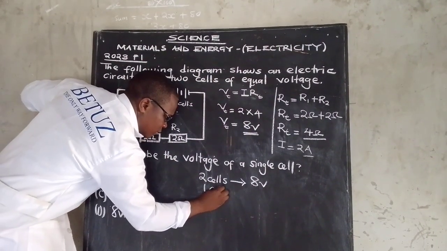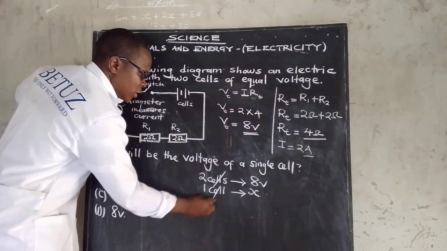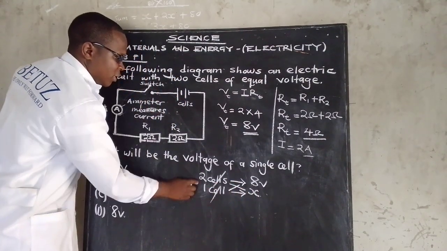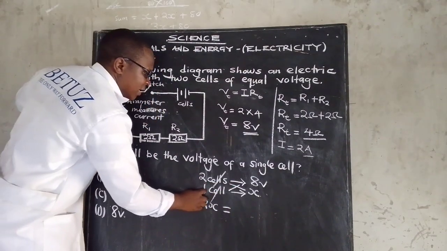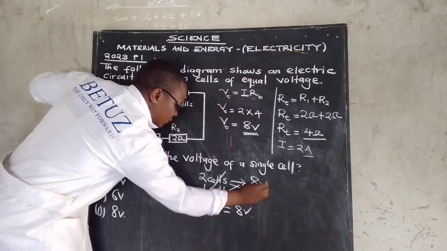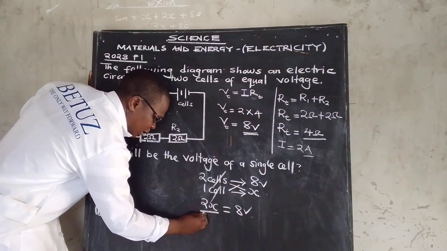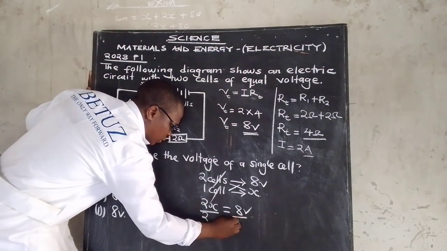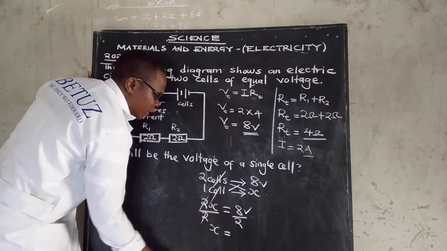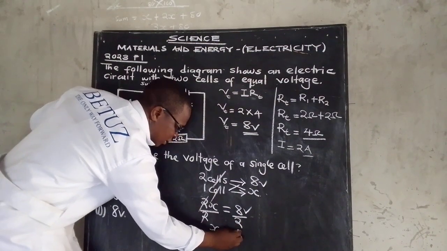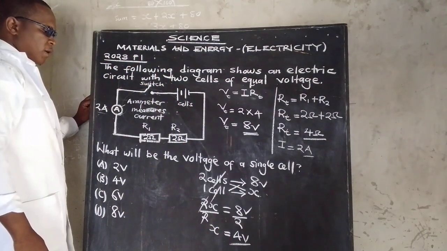One cell is equal to x. When you cross multiply, you have 2 times x equals 1 times 8 volts, which gives 8 volts. For us to remain with x, divide both sides by the coefficient of x, which is 2. So x is equal to 8 divided by 2, which is 4 volts.